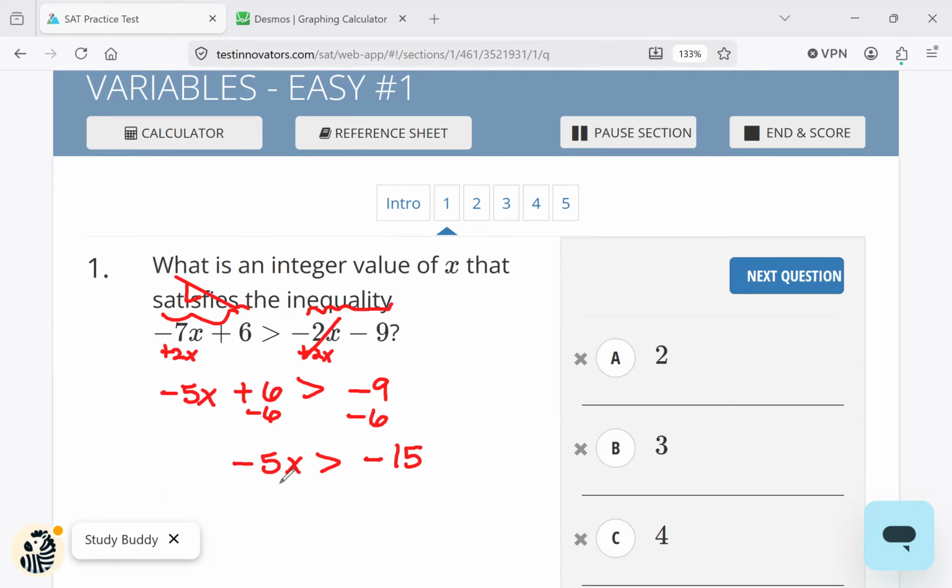Then you solve for x by dividing both sides by negative 5. When you divide by a negative, you have to flip the sign, so it's going to be less than 3. We need a number that is less than 3, not equal, because it doesn't have that straight horizontal line. Any number less than 3 will do. So it looks like 2 will be the one. 2 works, so that's what I'm going to use.